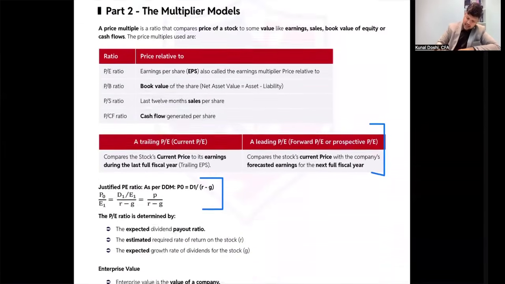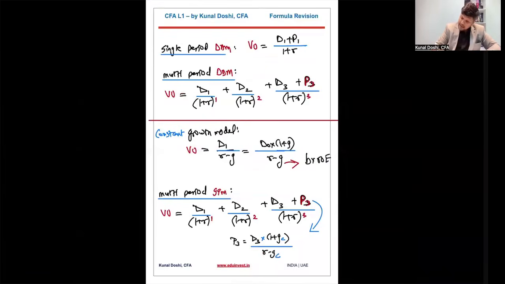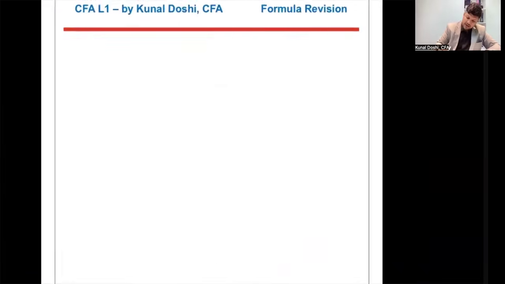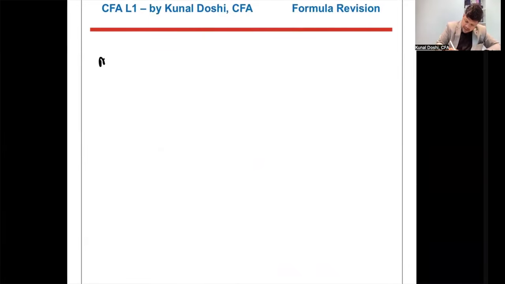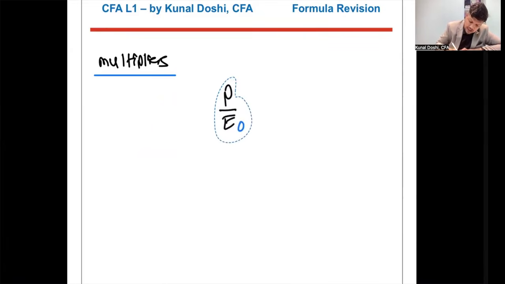Multipliers, yes. In multipliers, you have a very important thing, the price to earnings ratio, but the rest of the multipliers are also important. We will now focus on the different types of multipliers. Now, first things first, price to earnings ratio. It's either trailing or leading. What is the trailing PE ratio? First, I will write down this trailing PE ratio.